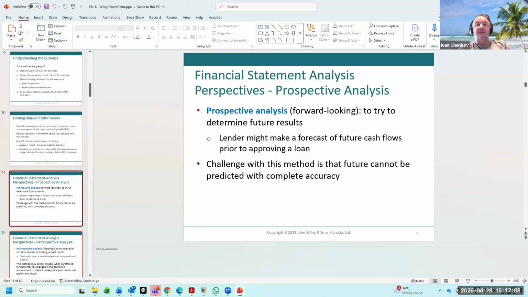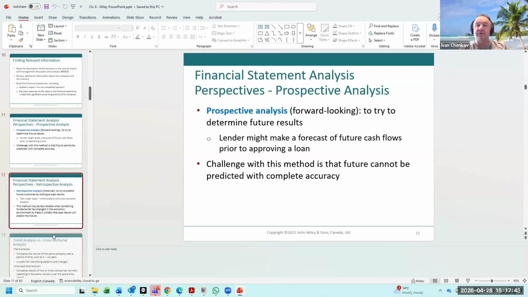There are two types of analysis. The first is prospective analysis, the one that's looking forward. From this point of view, we're trying to see, if we lend money to this company, whether it has the ability to generate cash so we can get our interest and our principal back over a period of time. The challenge for this method is that the future is very hard to predict, unless you're a fortune teller or seeing a fortune teller.